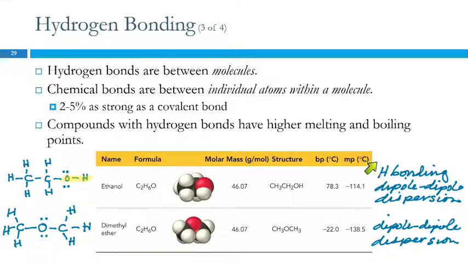So, stronger intermolecular forces here, higher boiling point and melting point. Ethanol boils at 78 Celsius, dimethyl ether boils at minus 22. And the difference in these boiling points is due to the strength of the intermolecular forces. Stronger intermolecular forces, you have to get to a higher temperature, a higher kinetic energy for them to break loose from each other. We also see the same trend with the melting points.